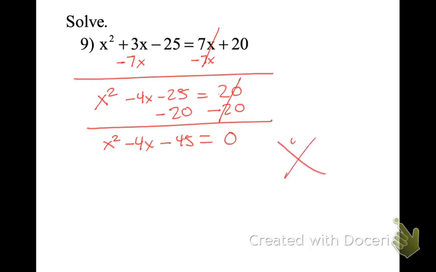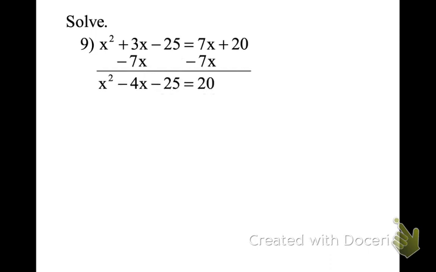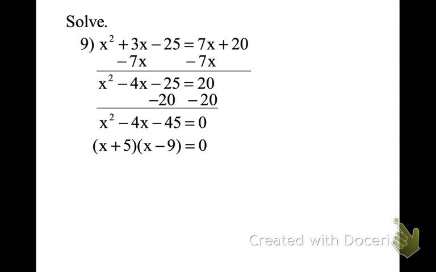So what multiplies to negative 45 and adds to negative 4 is negative 9 and positive 5. And so my solution for the first one is negative 5 and positive 9. Okay?